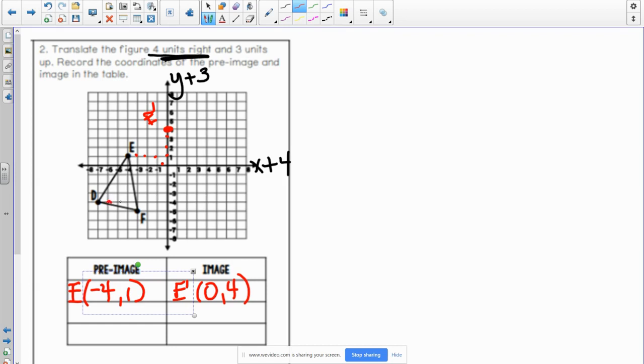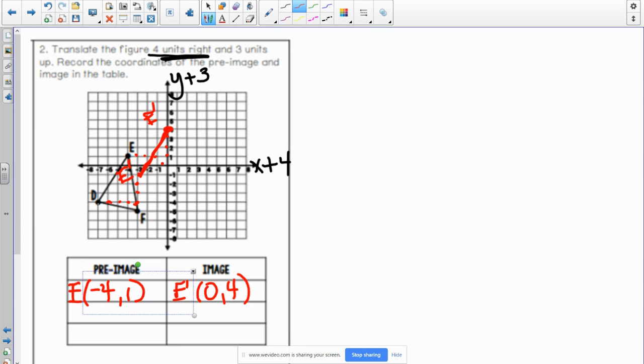This is 1, 2, 3, 4 to the right. 1, 2, 3. So this would be E prime. And if you want to connect the points so it doesn't get so confusing here, again, I would use a straight edge if I were you.